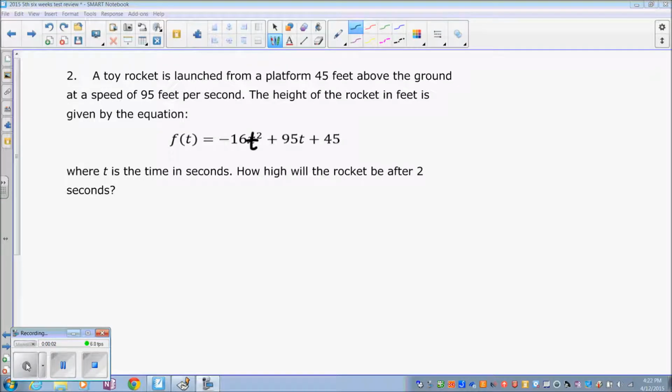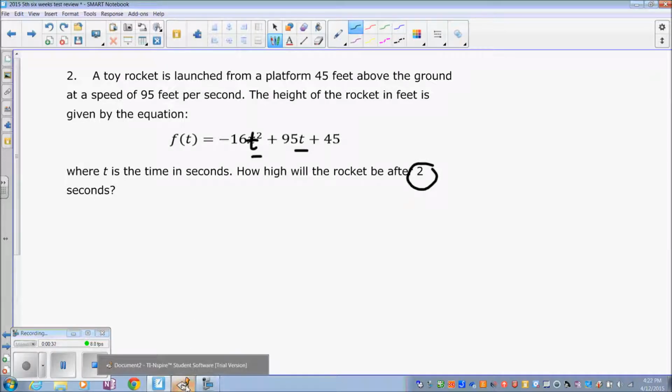Number 2 says a toy rocket is launched from a platform 45 feet above the ground at a speed of 95 feet per second. The height of the rocket in feet is given by the equation f of t equals negative 16t squared plus 95t plus 45, where t is the time in seconds. How high will the rocket be after 2 seconds? So there's a few different ways that you can work this problem. You can substitute the 2 in everywhere where you see a t, and solve it and get your answer.